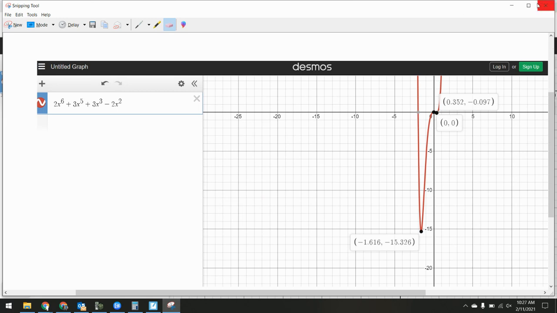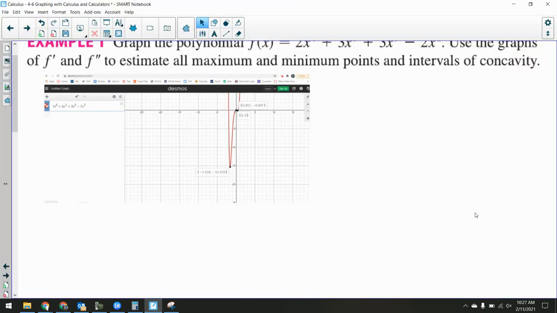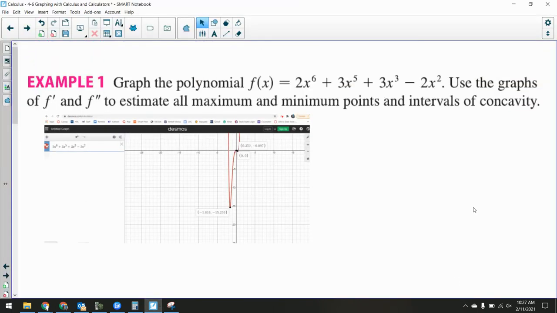So I see the local minimums and local maximum values. Now, here's where the algebraic piece comes in. I want to find the derivative and then graph the derivative. Because what am I going to see? Once I graph the derivative, where are the local maximums and minimums going to come up? At the zeros of the derivative.